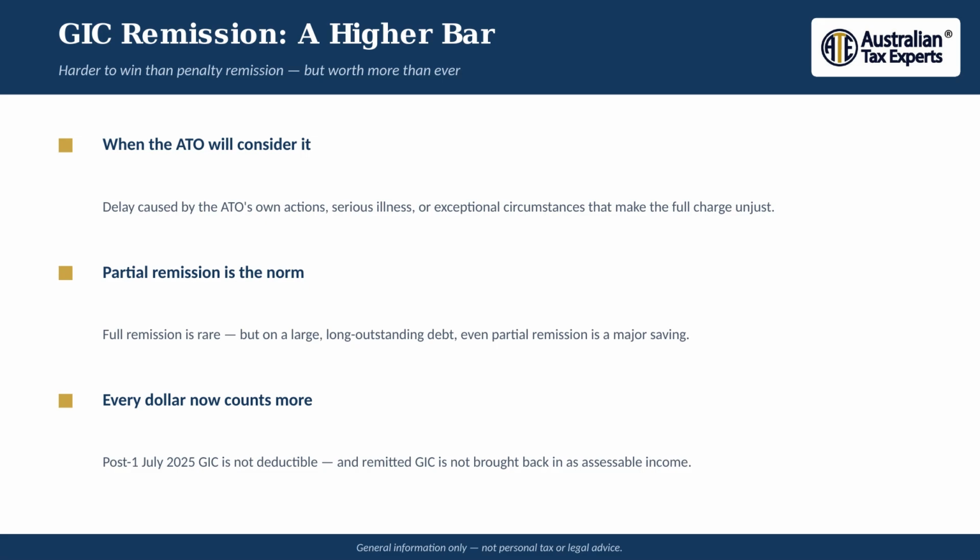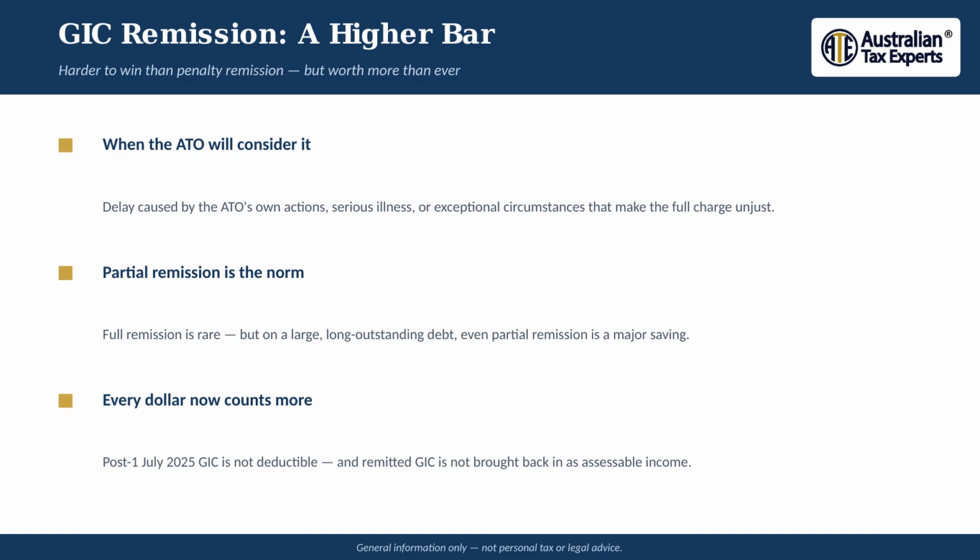Interest can be remitted too, though the bar sits higher than for penalties. The ATO will generally consider GIC remission where the delay was caused by its own actions, where the taxpayer has been seriously ill, or where exceptional circumstances make the full charge unjust. Be realistic, partial remission is far more common than full remission. But on a large debt that has been outstanding for years, even a partial remission is a very significant saving.